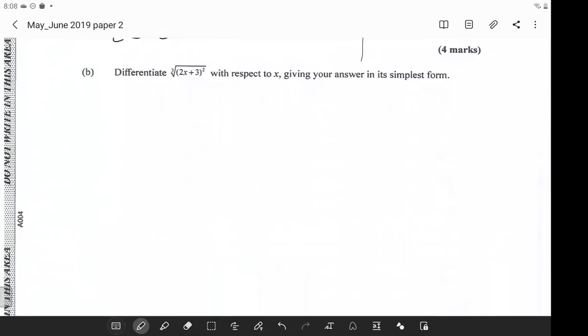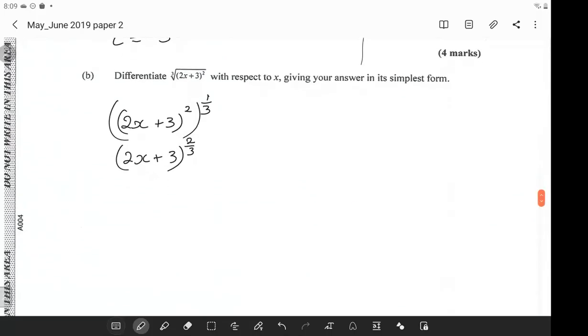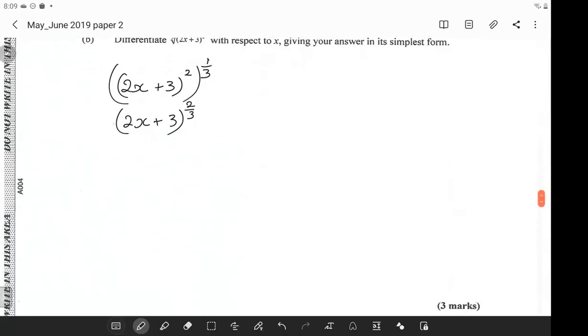Part B, differentiate the cube root of (2x plus 3) all squared with respect to x, giving your answer in its simplest form. All right, so notice that we could write the cube root as the 1/3 power. So we have 2x plus 3 squared, and all of that is raised to the 1/3 power. So we can multiply the powers. So we have 2x plus 3 to the 2/3. And we can differentiate this by using the chain rule, differentiate it as normal, and then multiply by the derivative of the inside. So let's say that this is y.